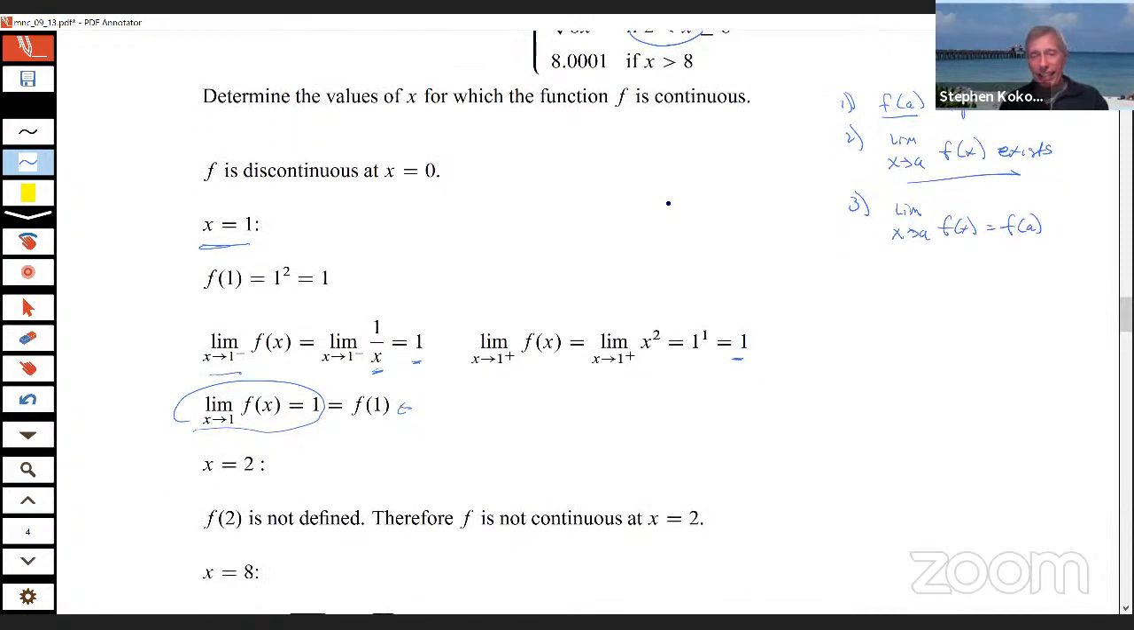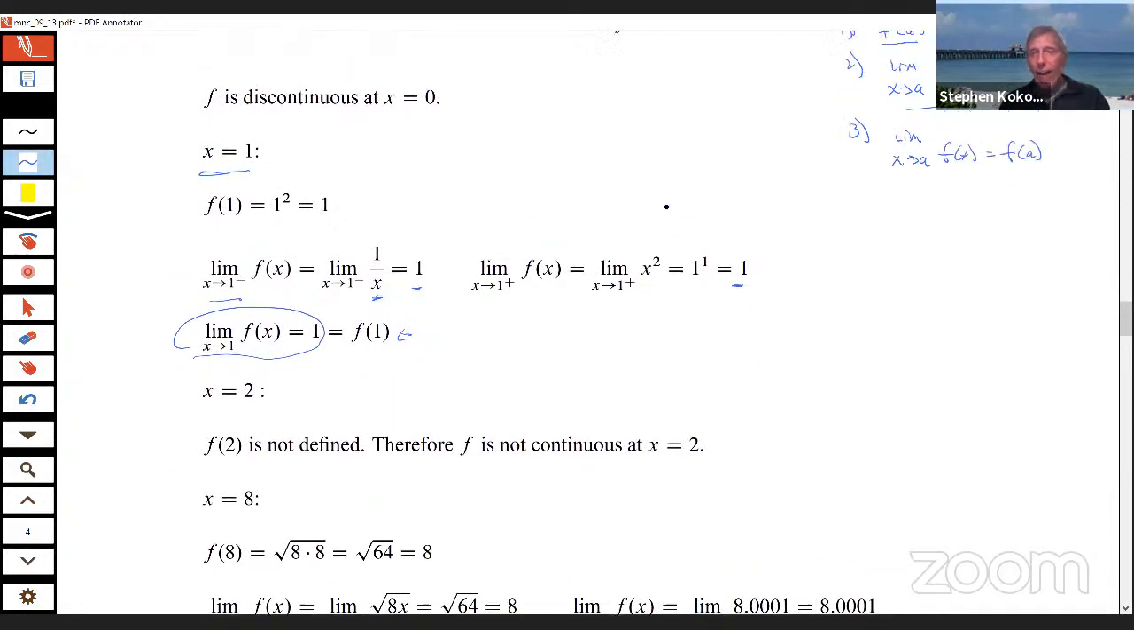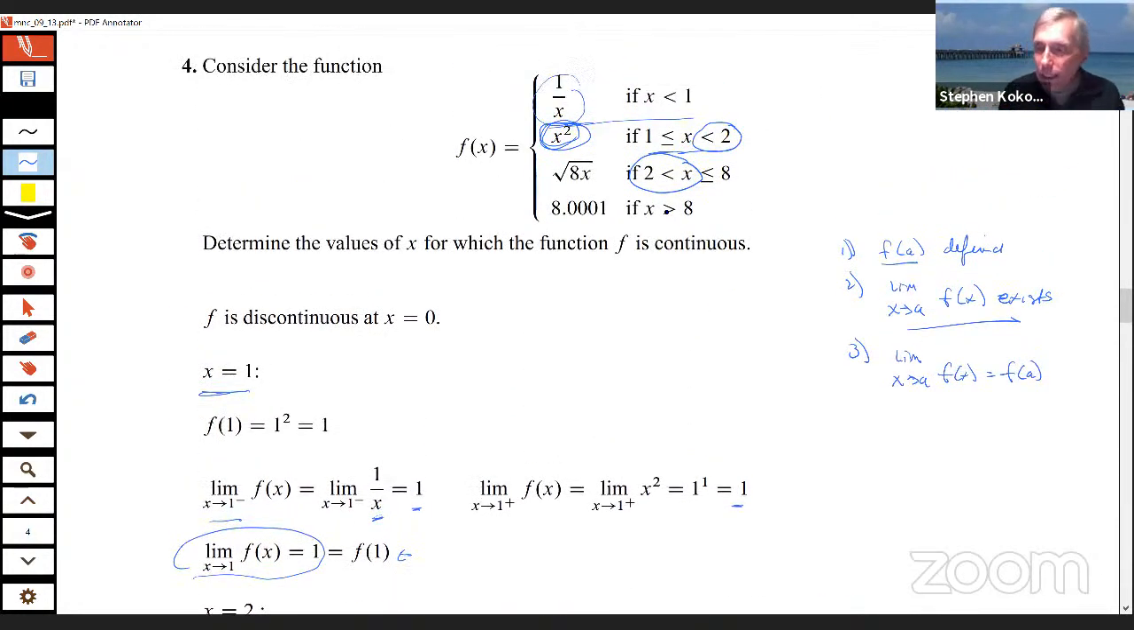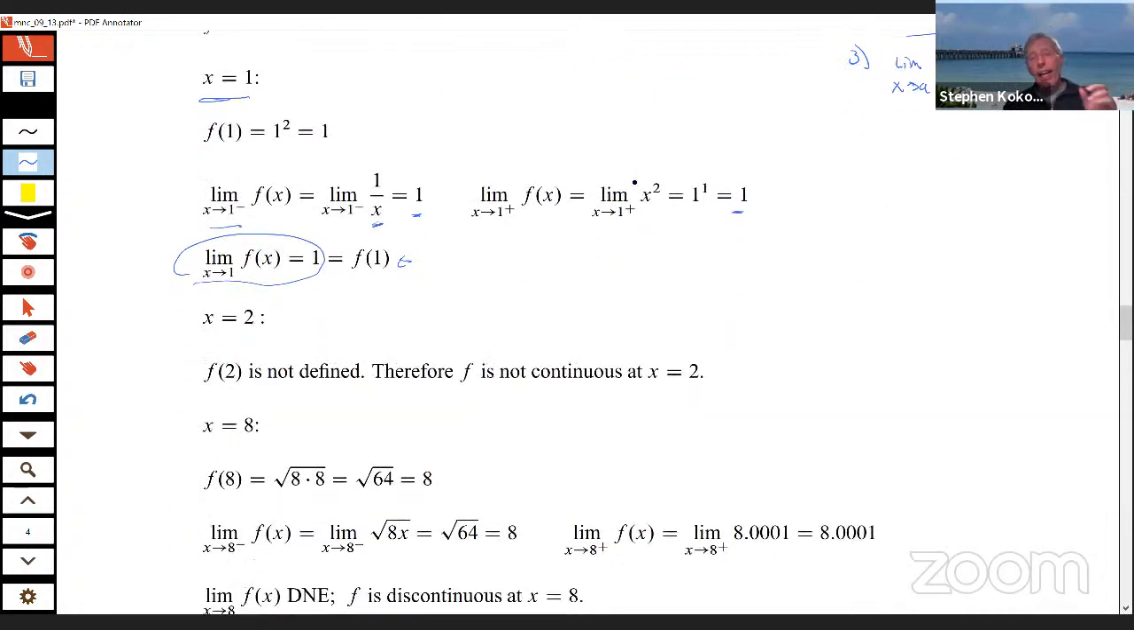What about at x equal to 8? Well, f of 8 is equal to, let's see, I would plug it into this expression. That would be the square root of 8 times 8. There's some little things going on here too. What's the square root of 64? Some of our students would say, well, it's plus or minus 8. No, it isn't. The square root is a function and it only returns the positive square root. So the square root of 64 is 8.